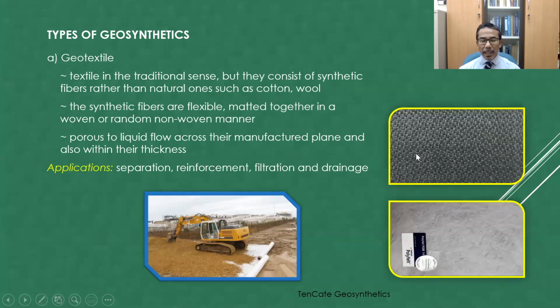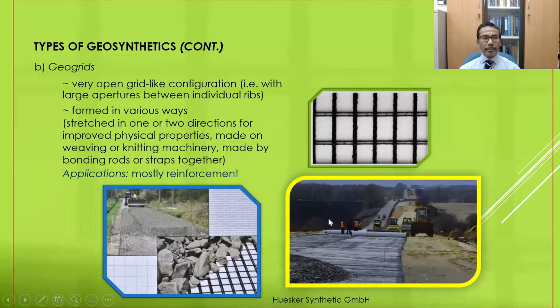This is the woven geotextile. We can see the fibers are arranged in a regular pattern. This photo shows a non-woven geotextile, so we can see the fibers are arranged randomly. In terms of the application, geotextile can be used as a separator, can be used as reinforcement, and can be used as filtration as well as drainage.